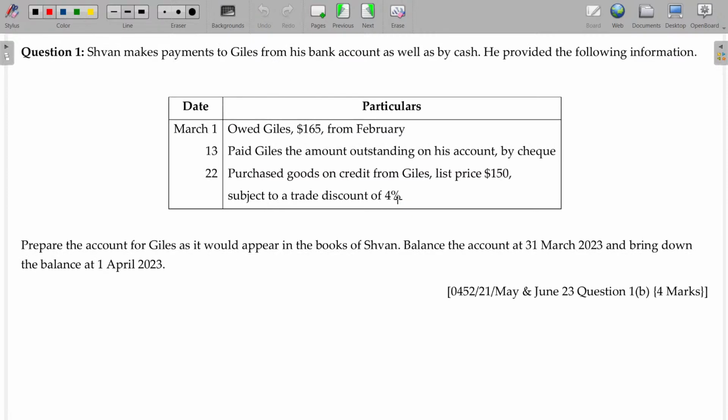Okay, let's now start with the first example. Shivan makes payments to Gillies from his bank account as well as by cash. Payment being bank and cash, he provided the following information. Prepare the account for Gillies as it would appear in the books of Shivan. It seems to be like trade debtors, or trade receivables.